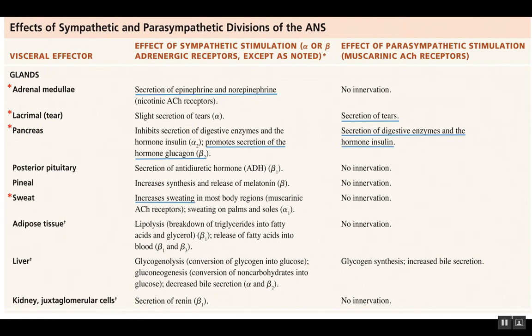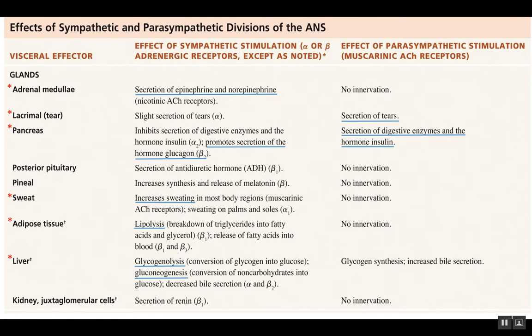Sweat glands are stimulated by sympathetic neurons, but remember the big exception. It's cholinergic. Sweat glands have acetylcholine receptors. Next one, adipose tissue. That's pretty easy. Adipose tissue stores energy. You want that adipose tissue to release that energy during sympathetic activity. So lipolysis occurs when sympathetic stimulation happens at adipose tissue. Break down triglycerides into fatty acids. Fatty acids are used for energy.